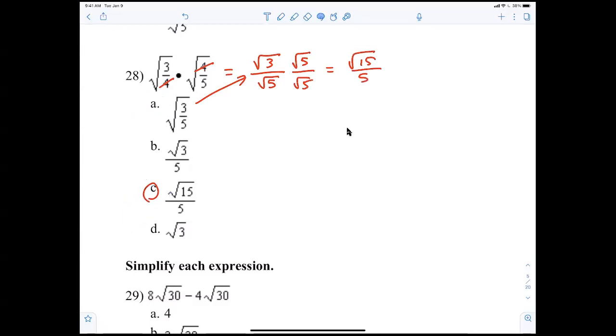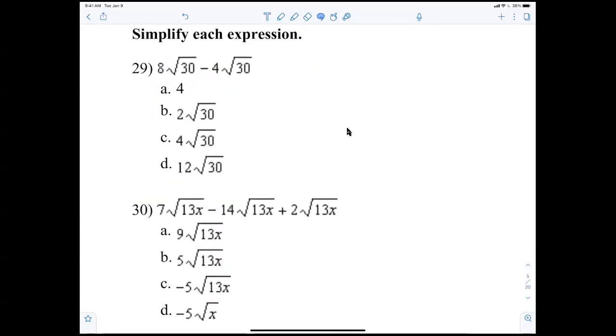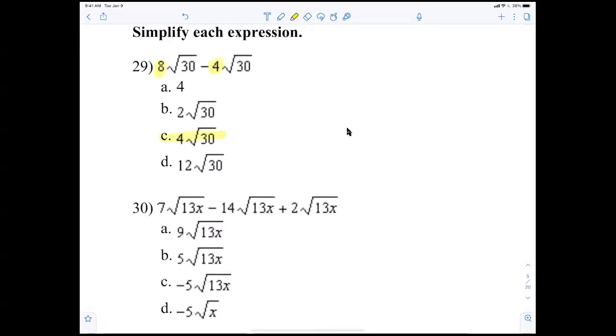Anybody have any questions with 28? Anybody? All right, let's take a look now at 29. Does everybody remember, you just have 8 radical 30 minus 4 radical 30, which gives me 4 radical 30. There's not much to do there. It's just like combining like terms.